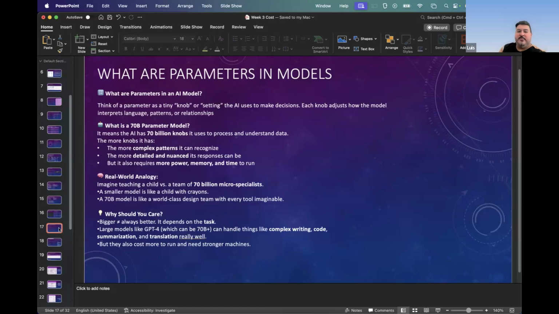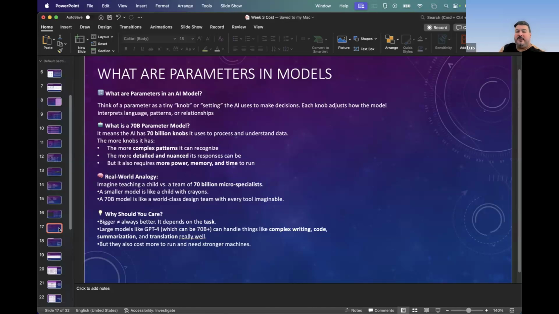A real world analogy: imagine teaching a child versus a team of 70 billion micro specialists. A smaller model is like a child with crayons, and a 70B model is like a world-class design team with every tool imaginable. The more parameters the model has, the more context it can have, more thinking process, and more relationships and understanding of the world. So why should you care?